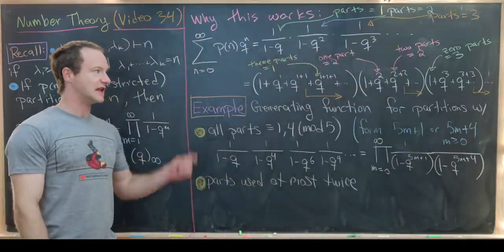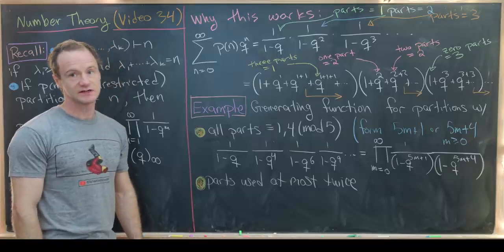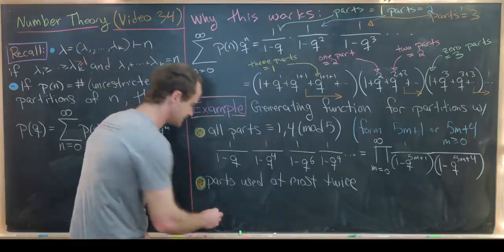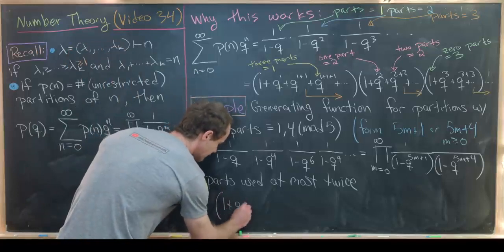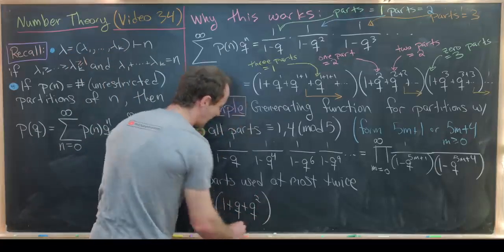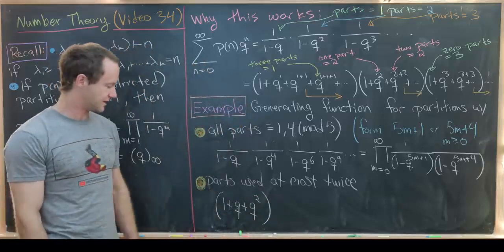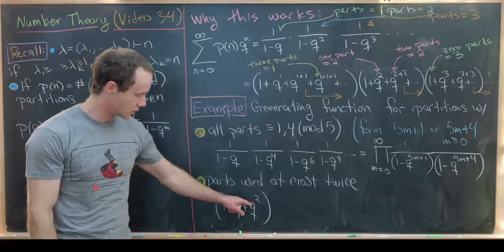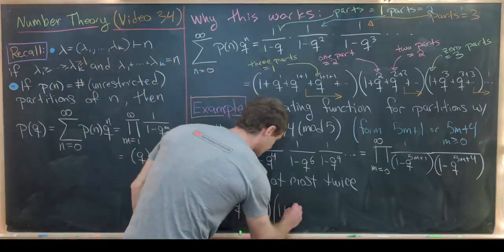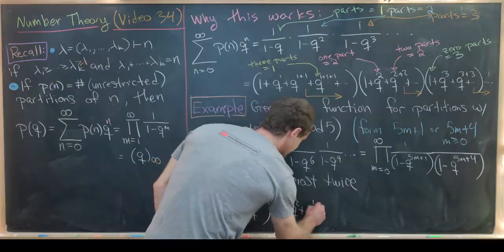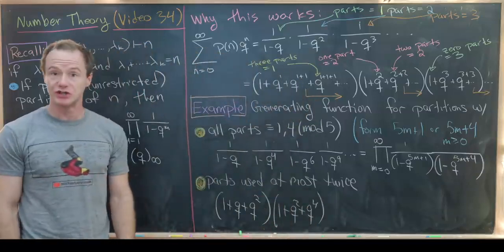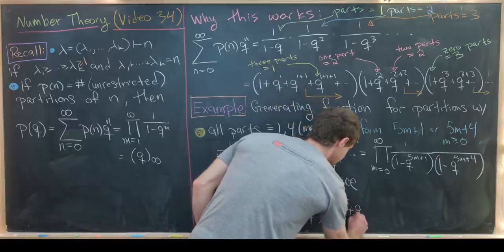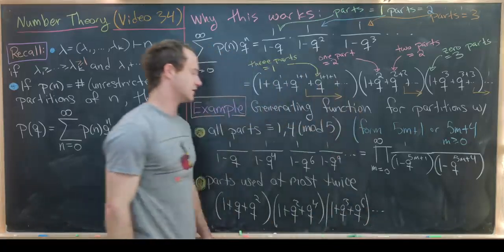So that means instead of an infinite product of geometric series, we have an infinite product of just polynomials. So here we'll have 1 plus q squared. I'll write it as q squared instead of q to the 1 plus 1. So that corresponds to using 1, 0, 1, or 2 times. And then we'll have 1 plus q squared plus q to the 4th. That corresponds to using 2, 0, 1, or 2 times. 1 plus q cubed plus q to the 6th, and then so on and so forth.